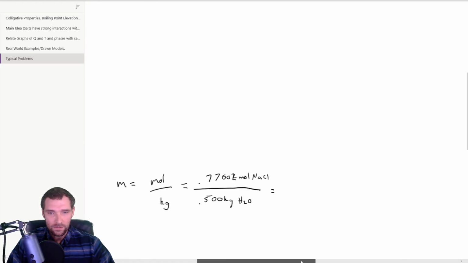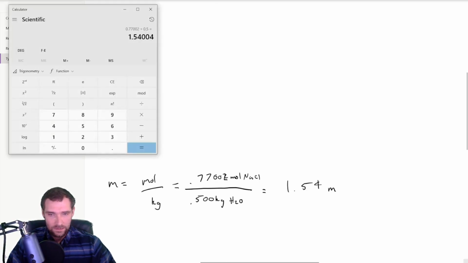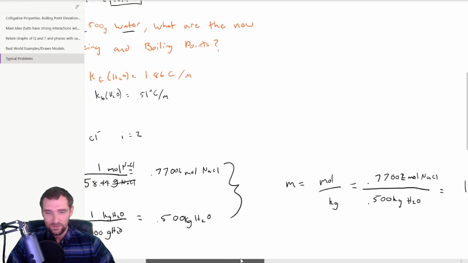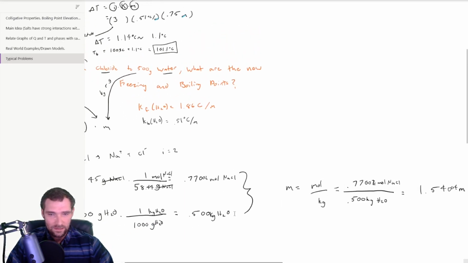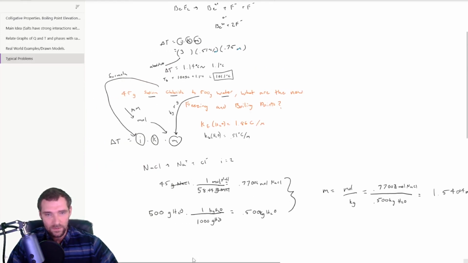Okay, so we get 1.54. And I think that was our molality, so that's the little m. They didn't ask for little m. They're asking for the change in temperature, so we'll just leave that with its additional numbers. Okay, so now we do have m. So we've got i, K, and m, so we should be able to do our change in T.